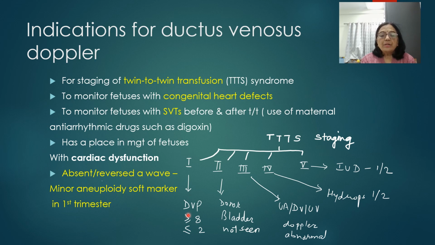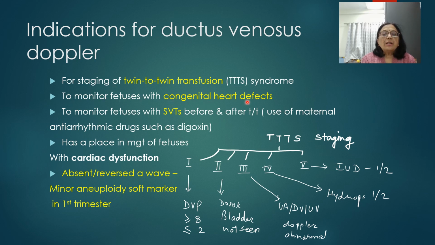So stage 1 is when the deep vertical pocket of the amniotic cavity shows in one fetus more than 8 centimeters, in the other fetus less than 2 centimeters. Stage 2 is when the donor fetal bladder is not seen for more than 60 minutes. Stage 3 shows Doppler abnormality either in the umbilical artery, ductus venosus, or even umbilical vein. Stage 4 is presence of hydrops fetalis in one or both the babies. And last, stage 5 is when there is an intrauterine death in one or both the fetuses.